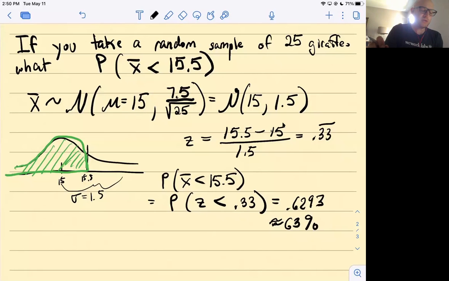So there's a 63% chance that you find a giraffe that's going to be less than 15.5. And at first glance, that might not seem really interesting, right? But this idea of the sample distribution is very powerful, because 15.5 is actually really close to 15. So if you just pick one giraffe, you'd probably expect the chance that you observe something below 15.5 should be around 50%, because 15.5 is super close to 15. But because now you're doing a sample of 25 giraffes, you're much more likely to observe something less than 15.5. And that's not super surprising.